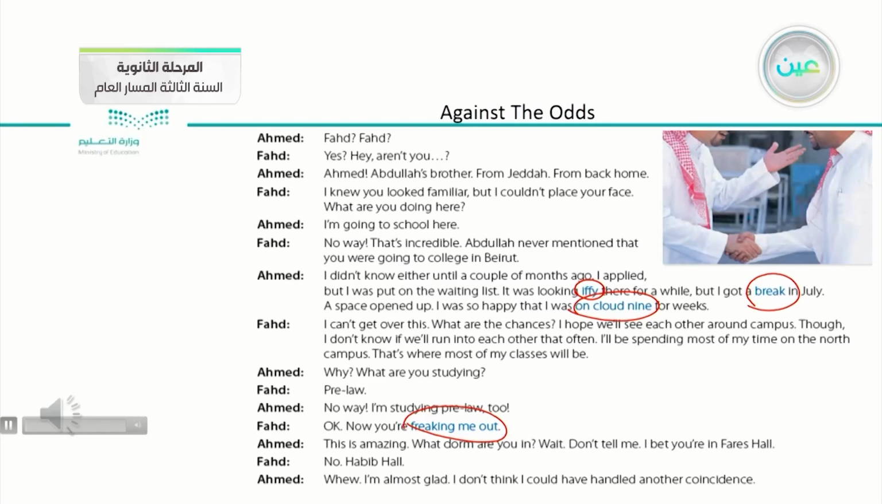Page 24. 4. Conversation. Fahd? Fahd? Yes? Hey, aren't you... Ahmed, Abdullah's brother. From Jeddah, from back home. I knew you looked familiar, but I couldn't place your face. What are you doing here? I'm going to school here. No way. That's incredible. Abdullah never mentioned that you were going to college in Beirut. I didn't know either until a couple of months ago. I applied, but I was put on the waiting list. It was looking iffy there for a while, but I got a break in July. A space opened up. I was so happy that I was on cloud 9 for weeks.